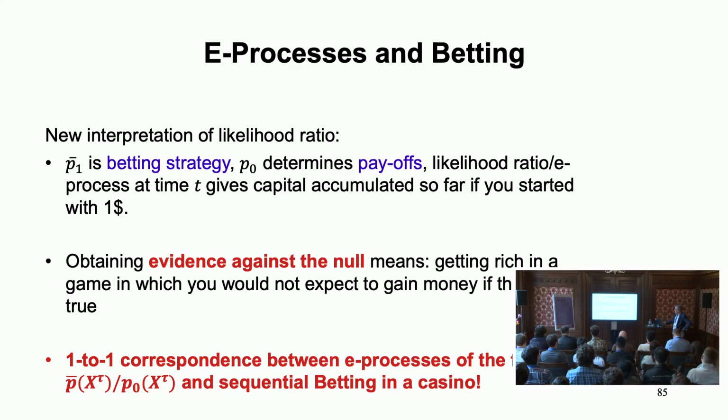So, I just said that the P1 bar is a betting strategy which determines the payoff. And obtaining evidence against the null means getting rich in a situation where you would not expect to get rich if the null were true. If you were in a real casino, you would not expect to gain any money. If you do, you have evidence that there's something funny about the casino. And this turns out to hold completely generally. What I told you here is only for likelihood ratios and Bayes factors with a simple null, so they're the simplest e-values, e-processes. But you can generalize this. We will see that in a moment.